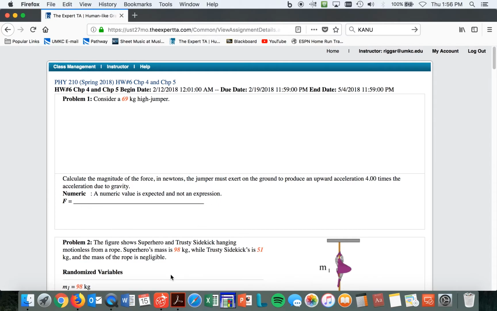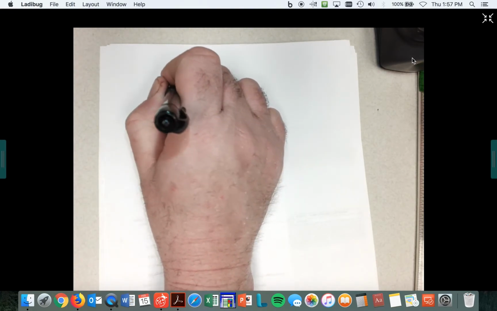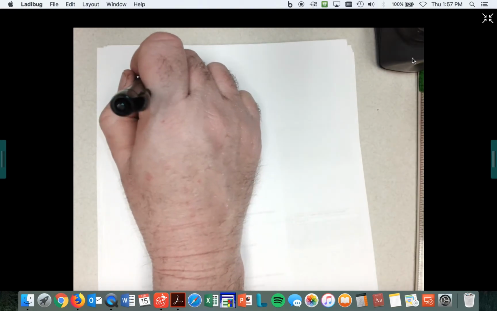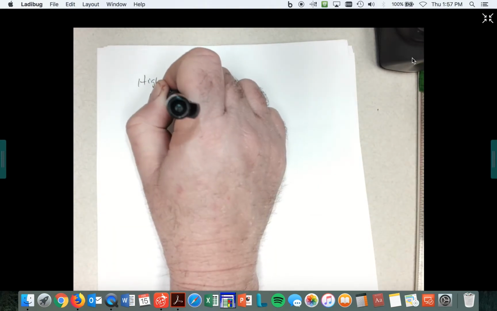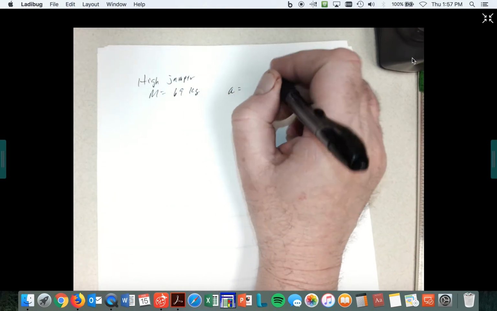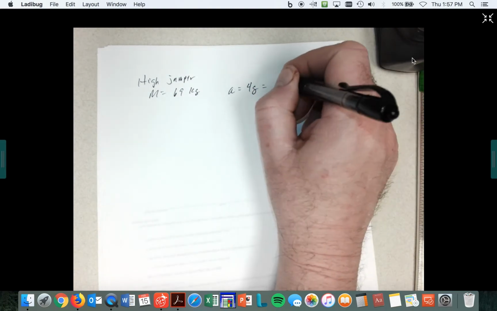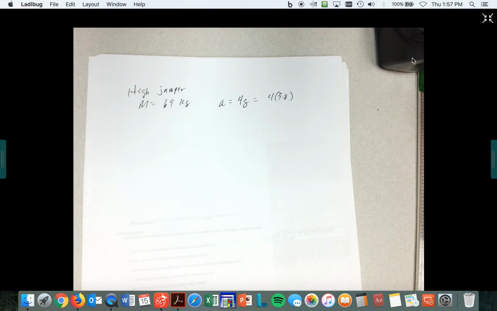So here we go. 69 kilograms. All right, so anyway, here we go. We've got the mass of the jumper, the high jumper. Again, mass 69 kilograms, and we want 2 sig figs. The overall acceleration is going to be 4g, which is equal to 4 times 9.8. That's what we're after, that acceleration.